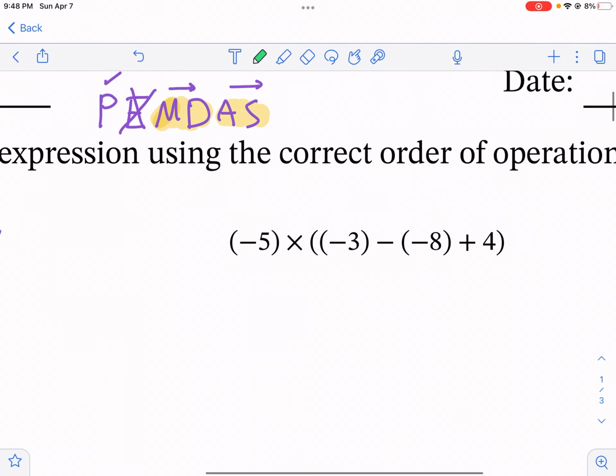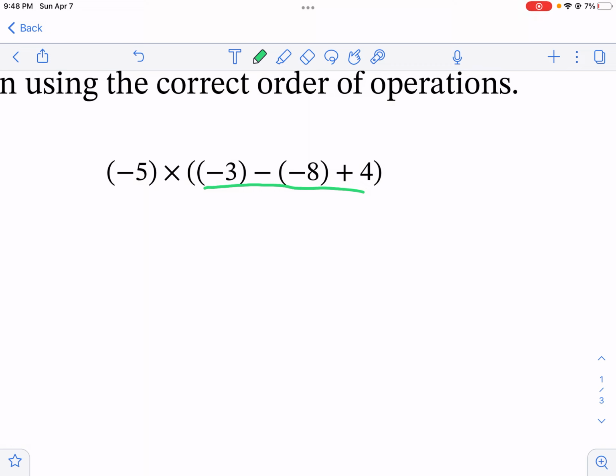Okay, and over here, you could see that I really need to worry about multiplication division because it just came up naturally. All I had to do is handle the parentheses, and then it led me to the next thing. It might happen again here. Let's take a look. So I'm looking at, this is just a negative 5. That's separating it. I don't really need to worry about that. And then here I have negative 3 minus a negative 8 plus 4.